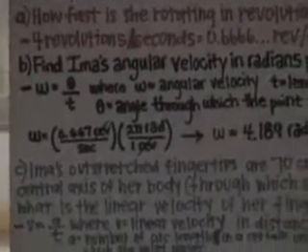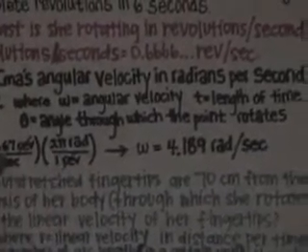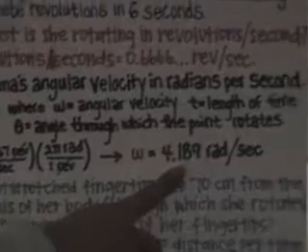We know that we are going at 0.667 revolutions per second and that there are 2 pi radians in a revolution. The revolutions cancel out and we multiply 2 pi with 0.667, ending up with 4.189 radians per second. Thank you for your very detailed answer.